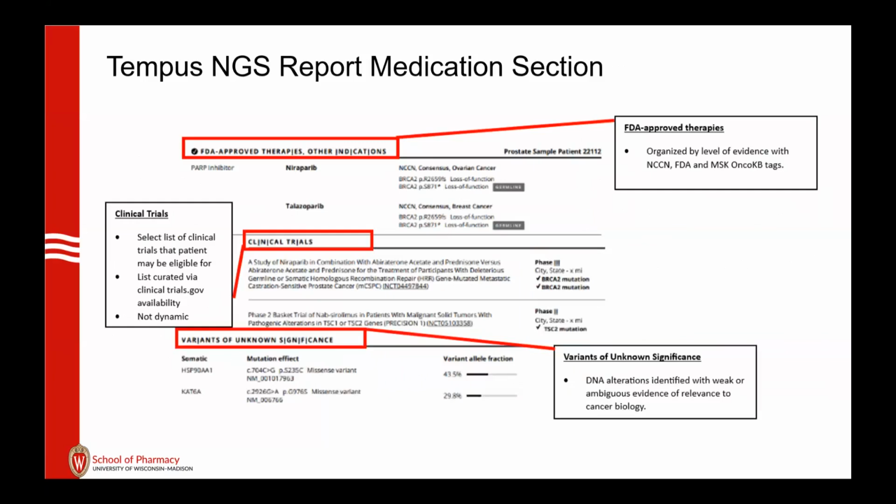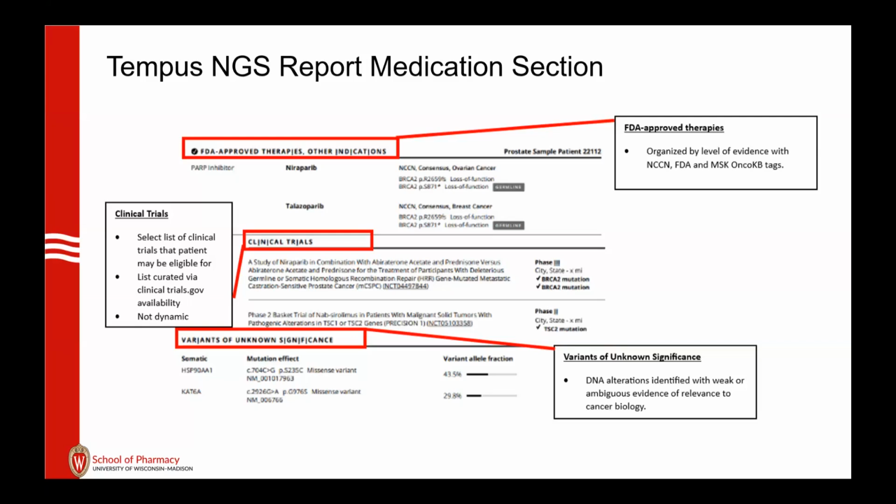The second page is the medication section, and I'm calling this one out. A lot of the time these will be drugs that are not necessarily FDA approved yet. For example, here's a prostate cancer patient, and a PARP inhibitor approved for ovarian cancer has shown efficacy in this exact variant. Those will usually be tagged with NCCN, FDA, or Memorial Sloan Kettering OncoKB tags. A lot of times insurance might deny this up front, and pharmacy will help you. But it's good to use a couple of resources to get the information you need on the variant to submit to insurance, for example.